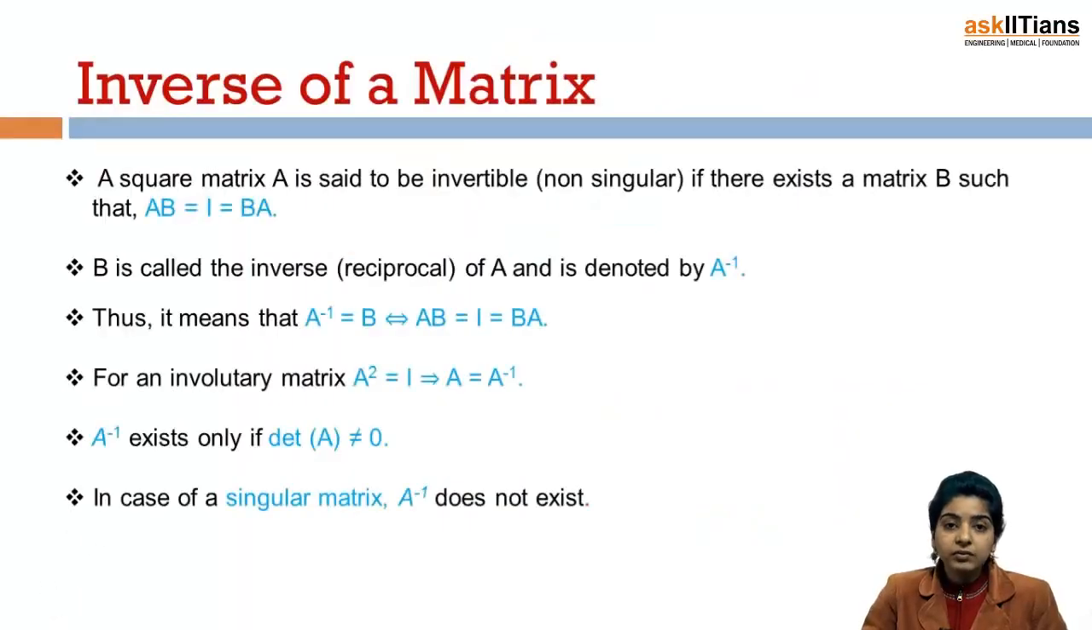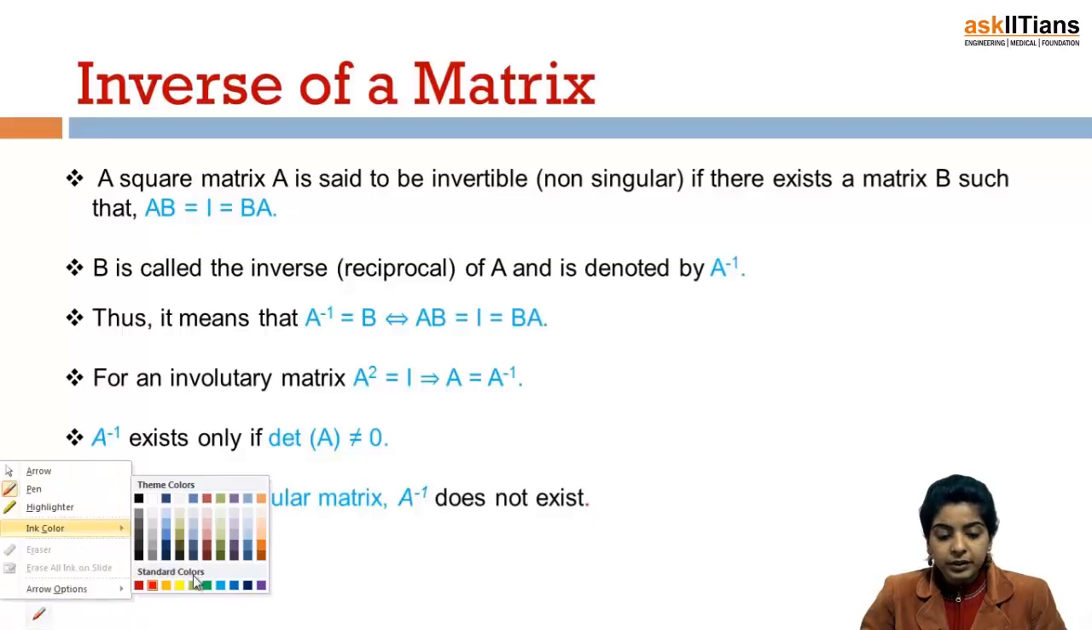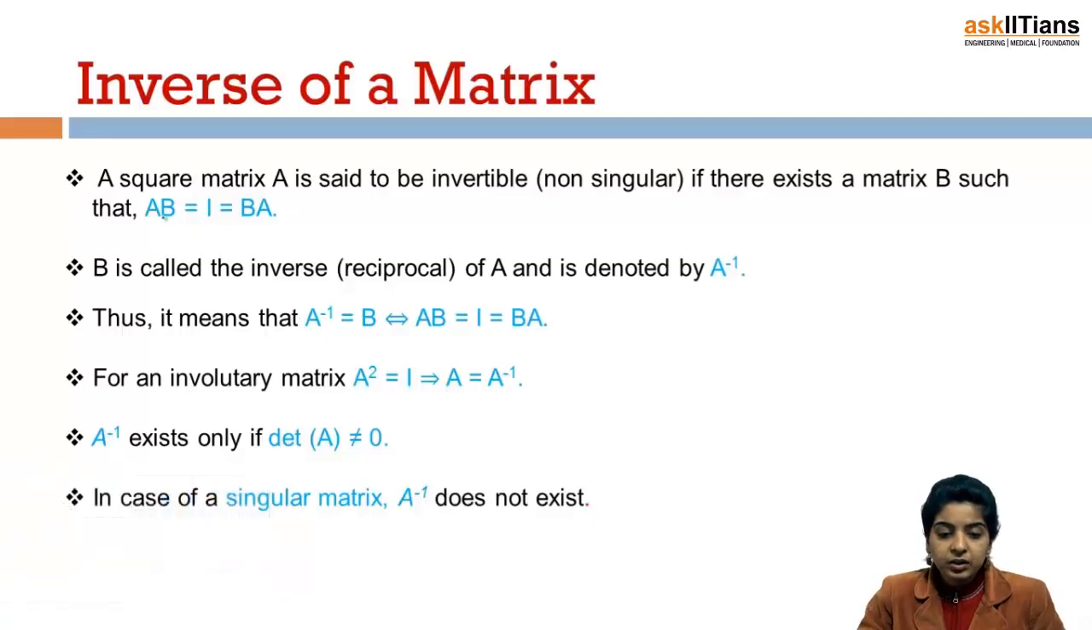So let's begin. Now another important concept that we have is inverse of a matrix. So what exactly do we mean by an inverse of a matrix? A square matrix A is said to be invertible if there exists a matrix B such that AB is equal to identity is equal to BA. So that means for a square matrix A, we'll call it invertible if there exists another matrix B such that the product of AB comes out to be an identity matrix and that is equal to BA as well.